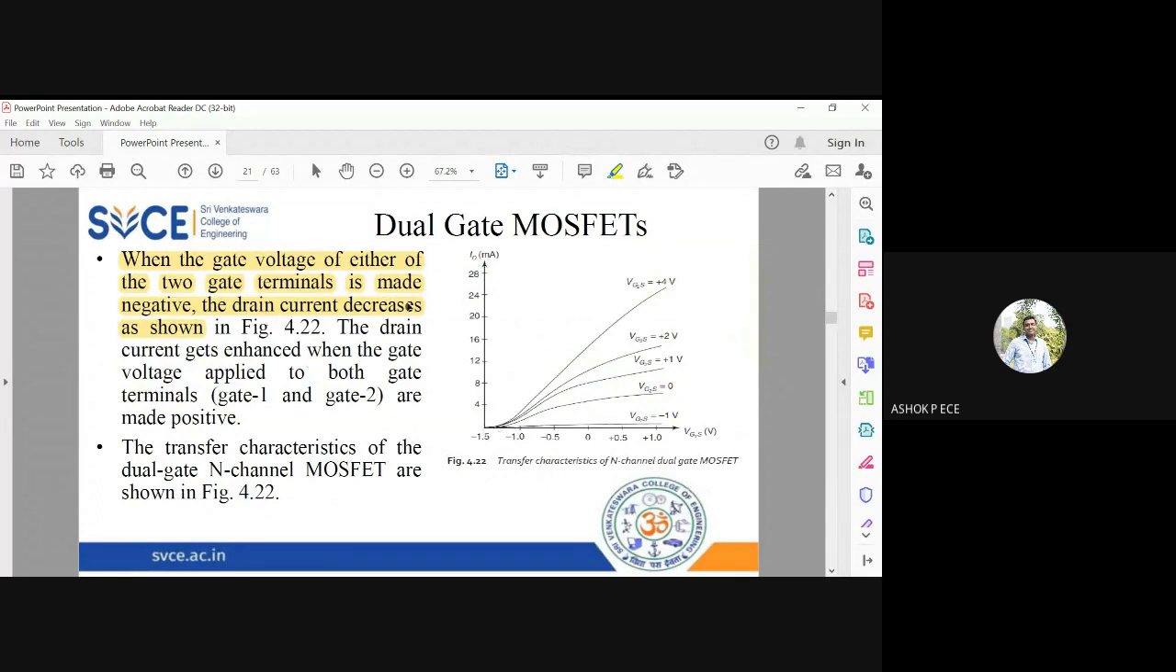So the drain current gets enhanced when the gate voltages applied to both the gate terminals are positive. Only when the gate voltages applied to both the terminals become more than zero, you can see a significant increase in the drain current. Otherwise, till that point, the drain current is not increasing that much. So this is the reason for the variation of drain current with respect to gate. And this is the transfer characteristic. Transfer characteristics means output current. I'm going to see what all voltages are going to control my drain current in my device.